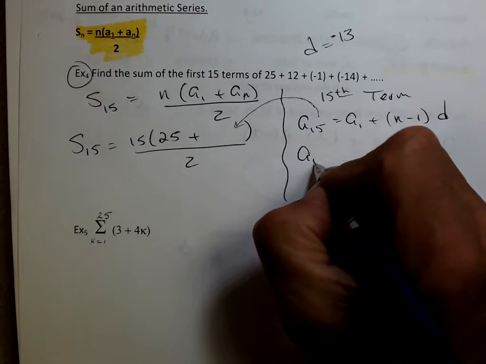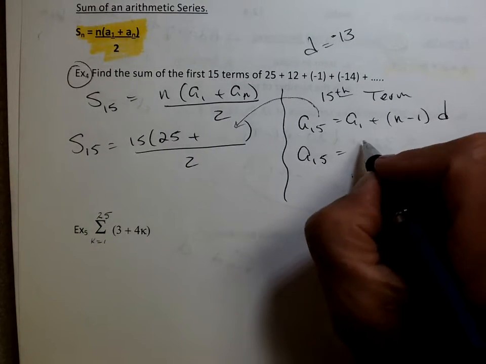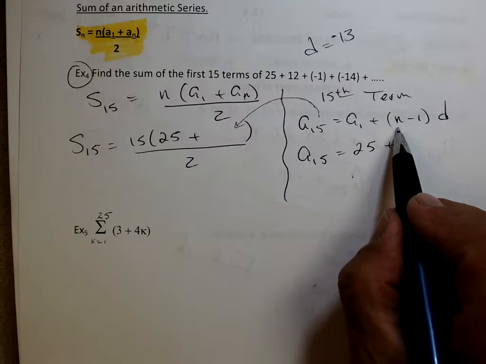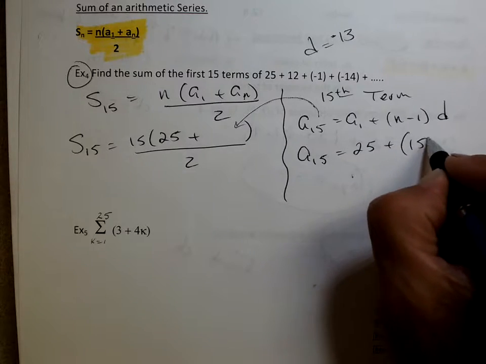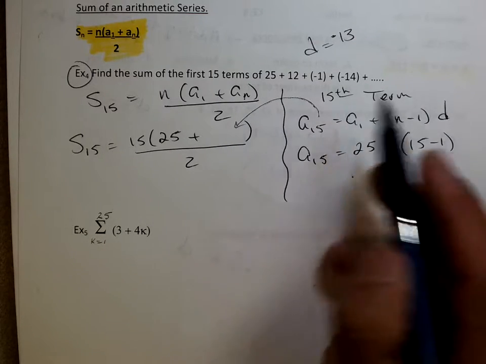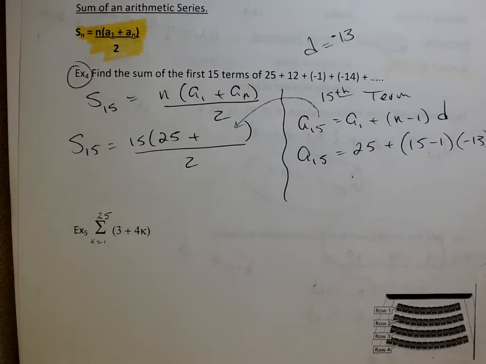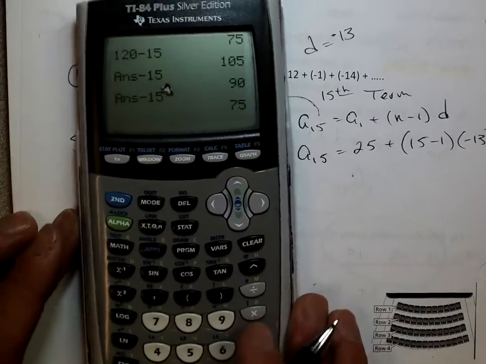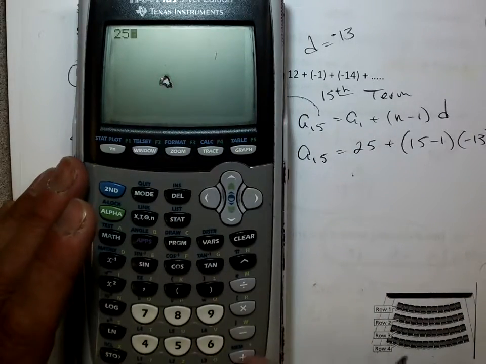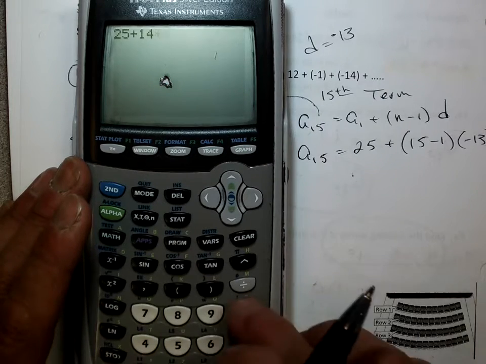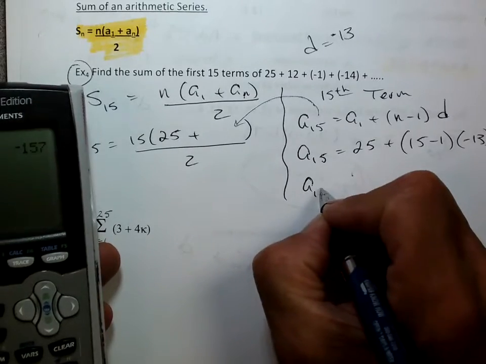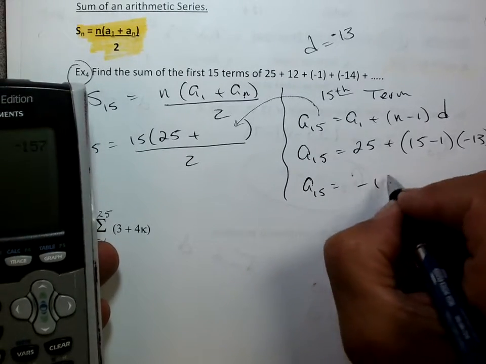So A of 15 is equal to A1, which is 25, plus, I'm looking for 15 terms, so 15 minus 1. And I know D, the difference, is negative 13. I can just use my calculator to figure out what that is. I will plug in 25 plus 14 times negative 13. And I get negative 157. So the last term is negative 157.